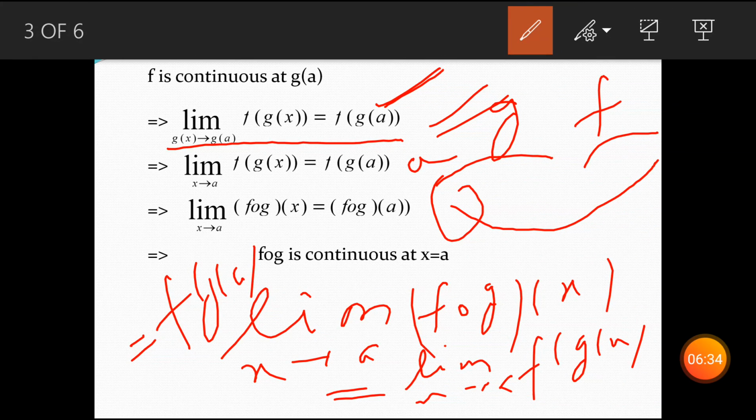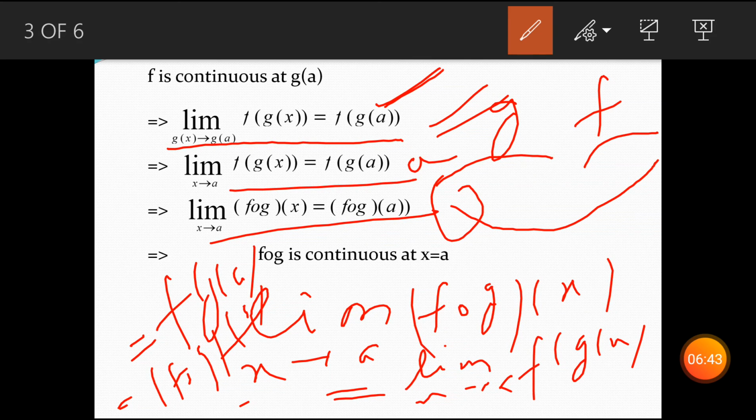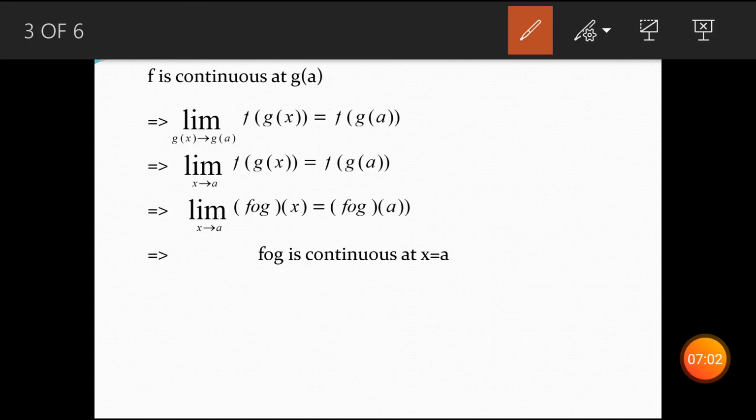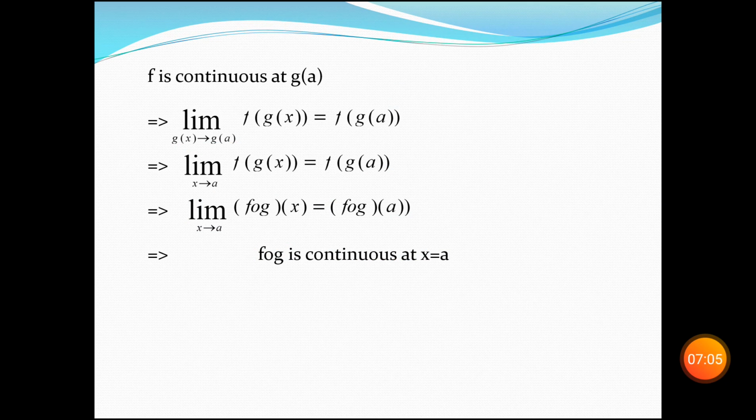So f of g(a) can be written as (f o g)(a). This is what is written in these lines. So what did we get? We got that the limit value is equivalent to the function value. Therefore we can say that the composition is also continuous at x equals a. Just do this theorem one more time in your copy, then you will understand it in a better way. Now let's see an example based on this theorem.